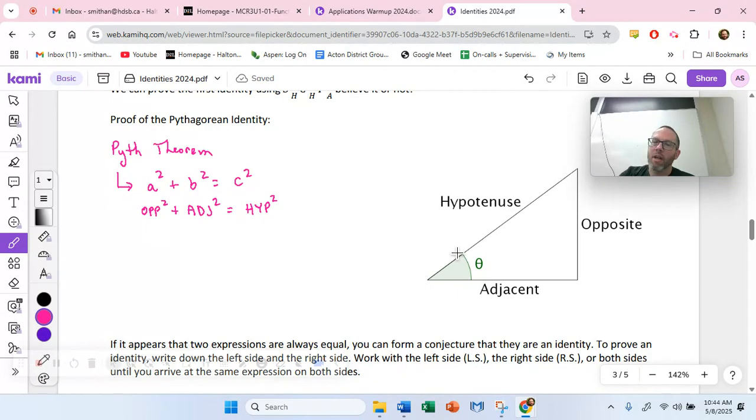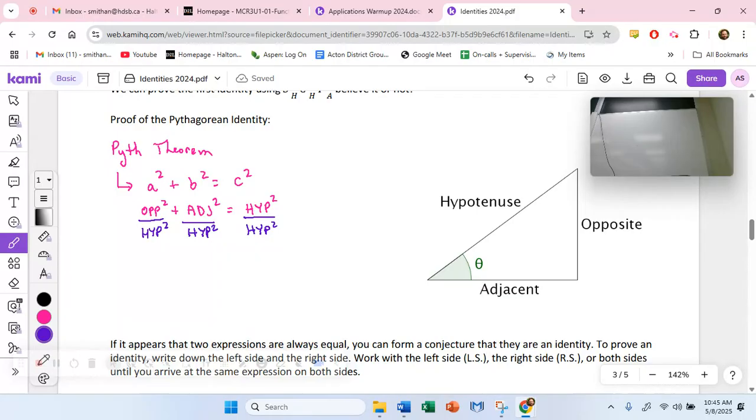What I'm going to do next, check this out. I'm going to divide every single term here by the same thing. I'm going to divide by the hypotenuse squared.